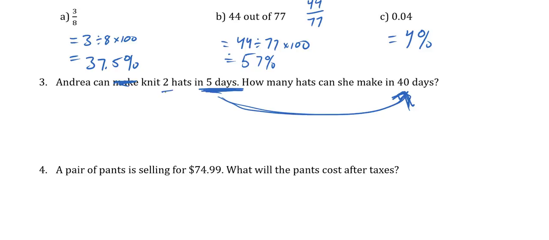But if you wanted to set this up like a proportion, I do 2 hats in 5 days. So this is hats and this is days. How many hats? So that's my variable, x, in 40 days. And the little trick is x equals 2 times 40 divided by 5. And then you plug that into your calculator, it works out to 16. If it's scalable, 5 to 40, do it that way. If it's not scalable, we want to know how to do it this way as well.